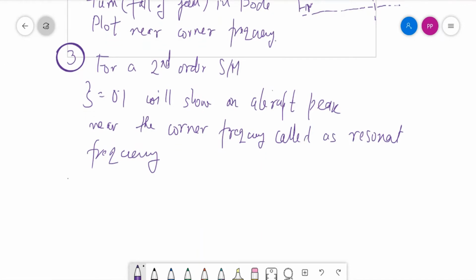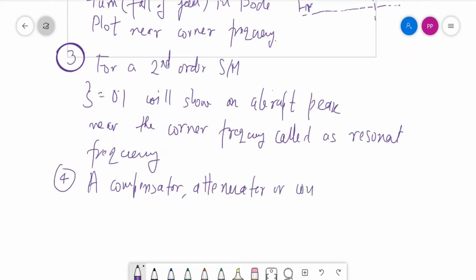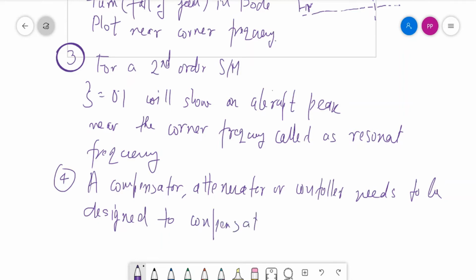So fourth, a compensator, attenuator or controller needs to be designed to compensate the unwanted resonant peak.